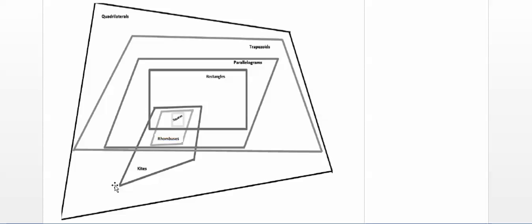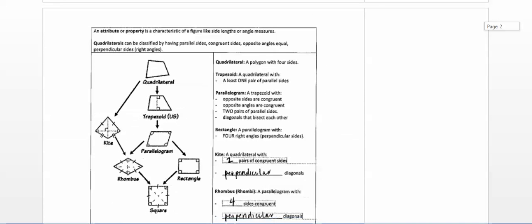What I think is really cool about this visual is that we can see that kites could be parallelograms, they could be trapezoids, they could be rectangles, but then you're also going to see some kites that are not parallelograms, trapezoids, rectangles, rhombuses. So like this kite spans all of these classifications while still in quadrilaterals.